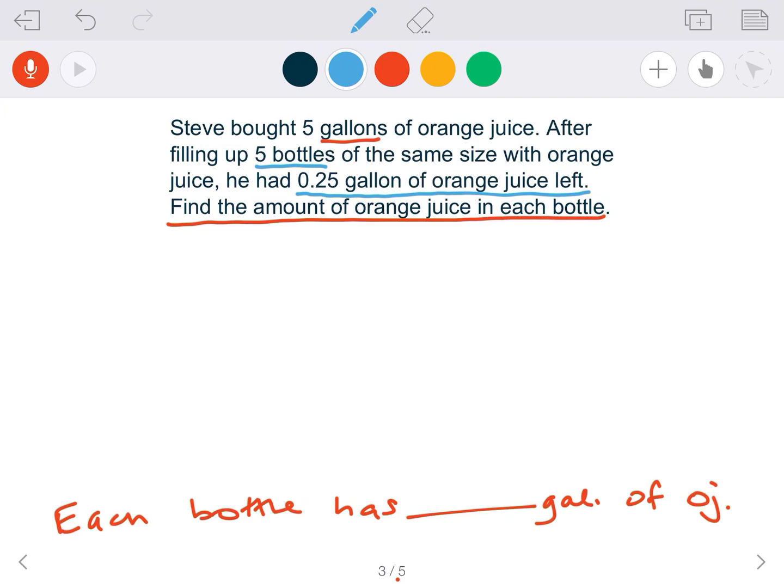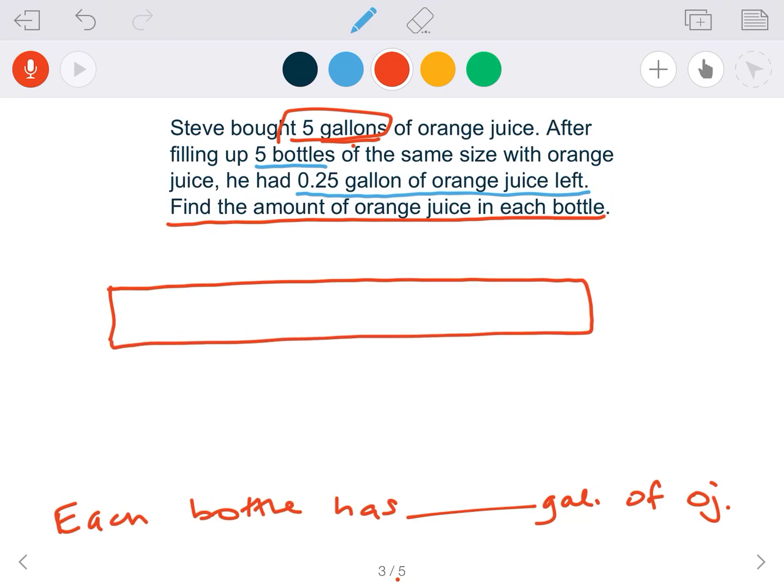Now we've got to decide, is this comparing something or is this a part whole? Well, we've got lots and lots of parts here, and we also have our whole, which is our 5 gallons. So this is a part whole problem. So I'm going to draw my bar here, and this is all of the OJ. I know what my whole is. They told us the whole, and that is 5 gallons. I'm going to make that go all the way to the end.